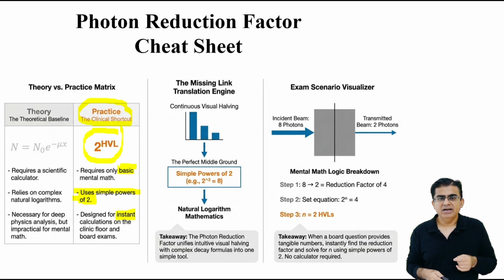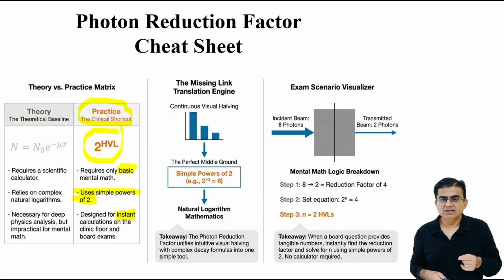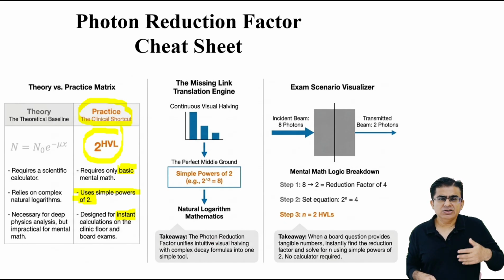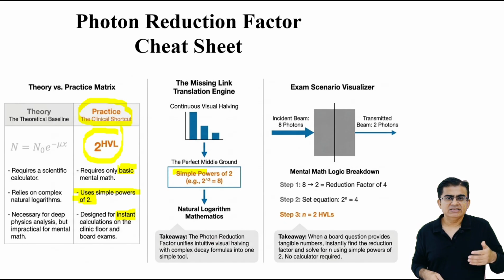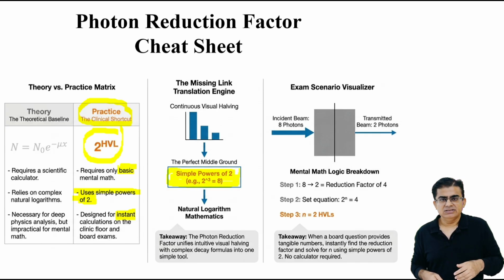Now please look at the middle column, the missing link, translation engine. Earlier, we looked at visual bar charts showing a continuous halving of the beam. Then we looked at the complex natural logarithm mathematics. This shortcut is the perfect middle ground. It perfectly unites our intuitive visual halving with the complex decay formulas using simple powers of 2, such as 2 to the power of 3 equals 8.